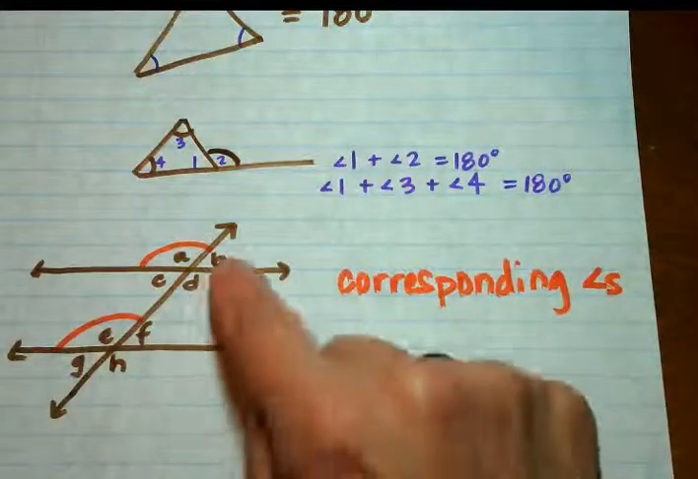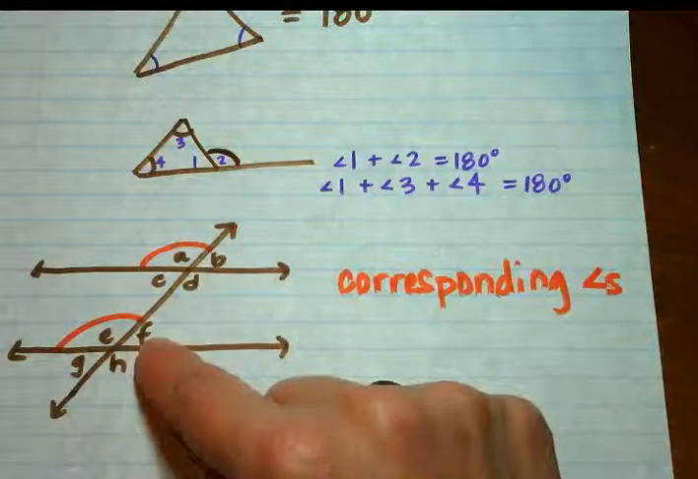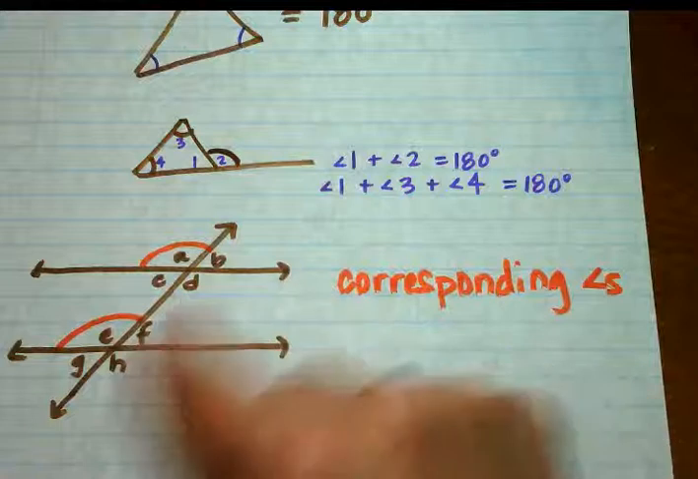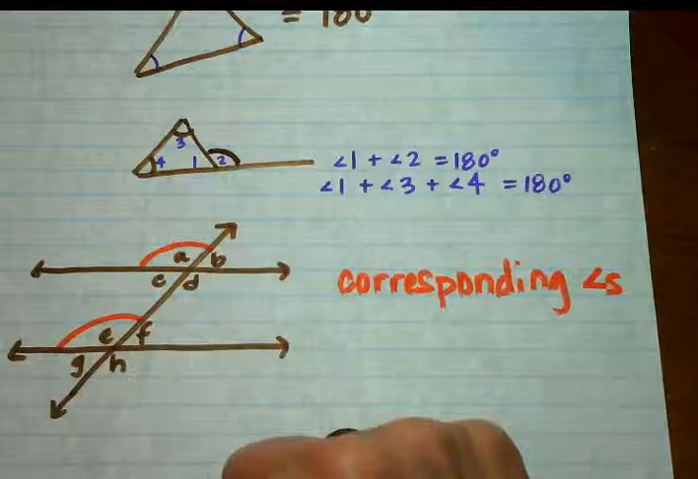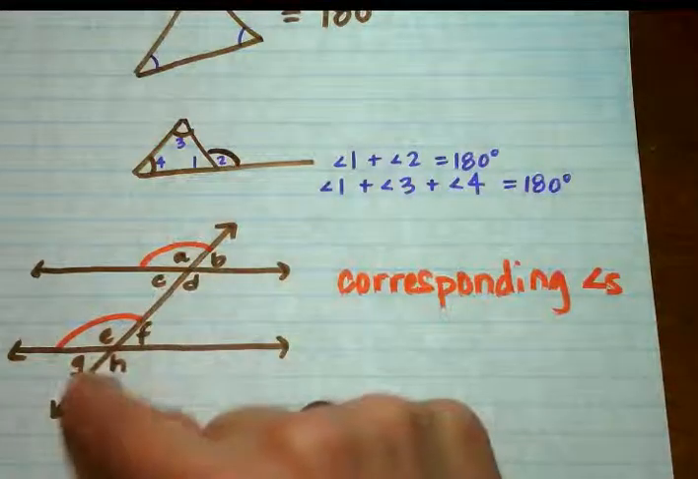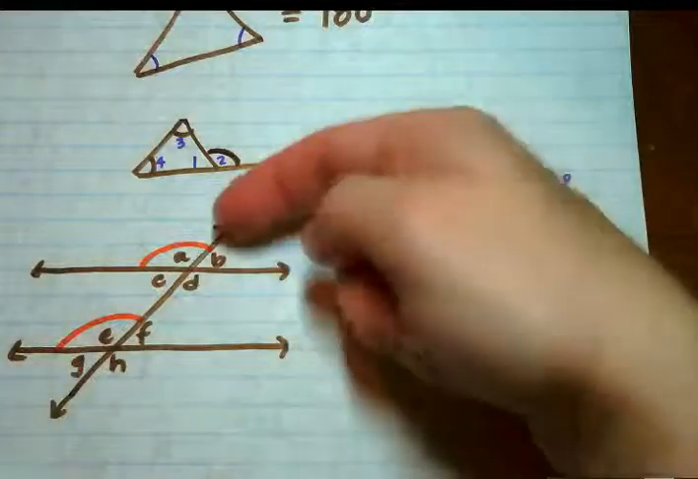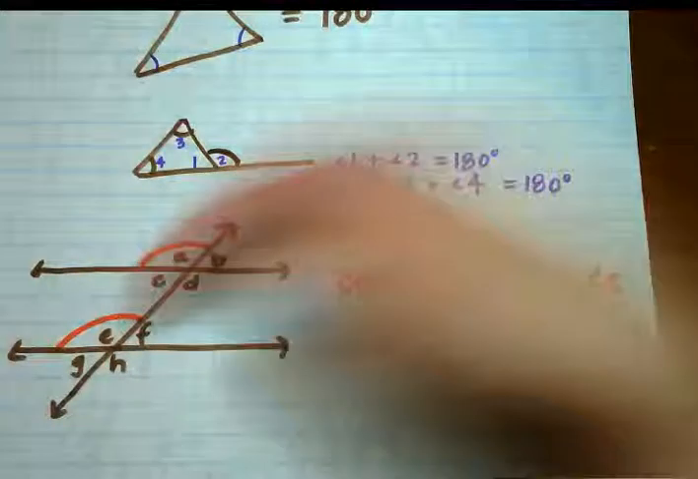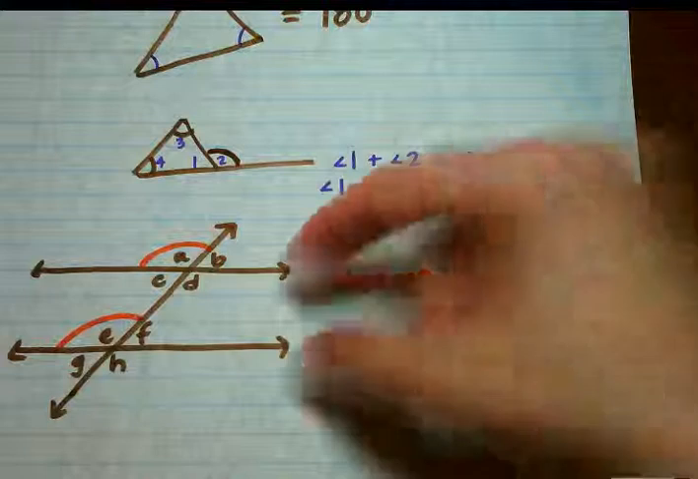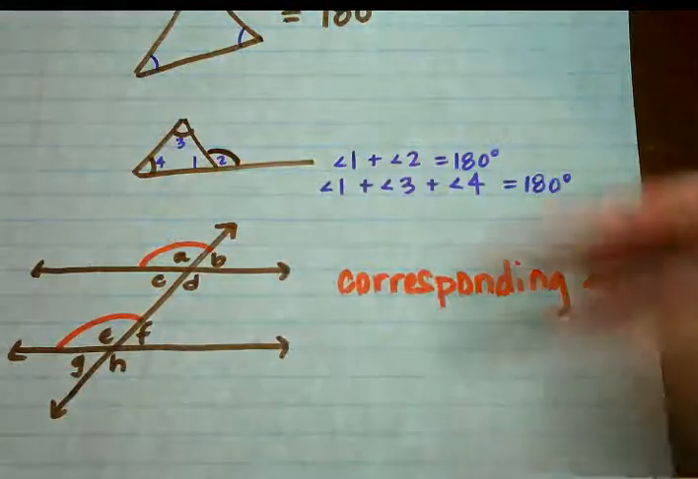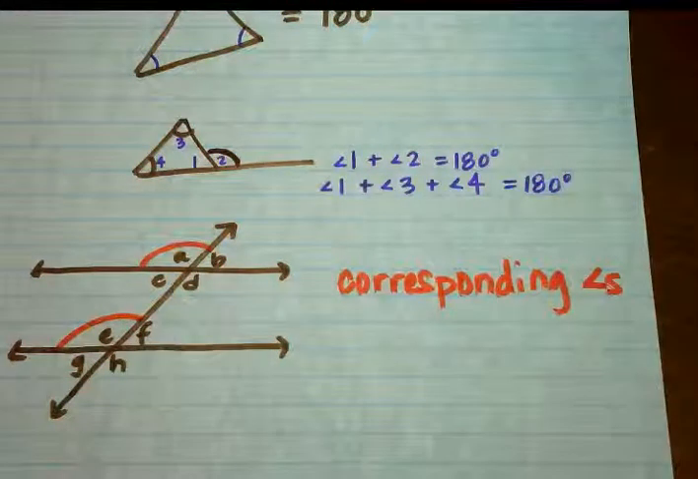Looking at the other ones, B and F are corresponding to each other. D and H are corresponding to each other. C and G are corresponding to each other. And what happens is if we know the measure of one of them, the other angle is the same as long as the lines are parallel. So those are called corresponding angles.